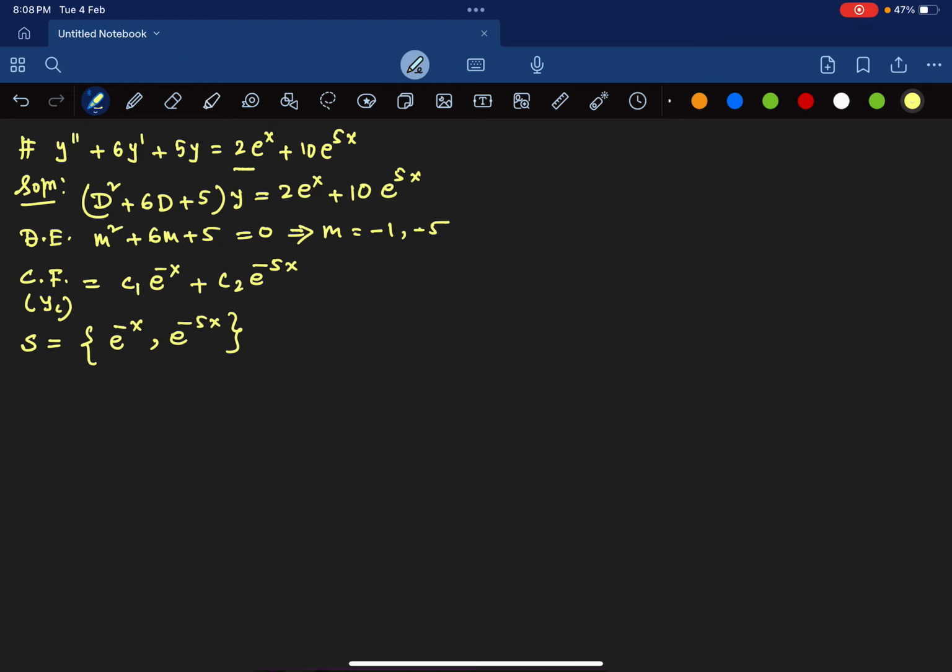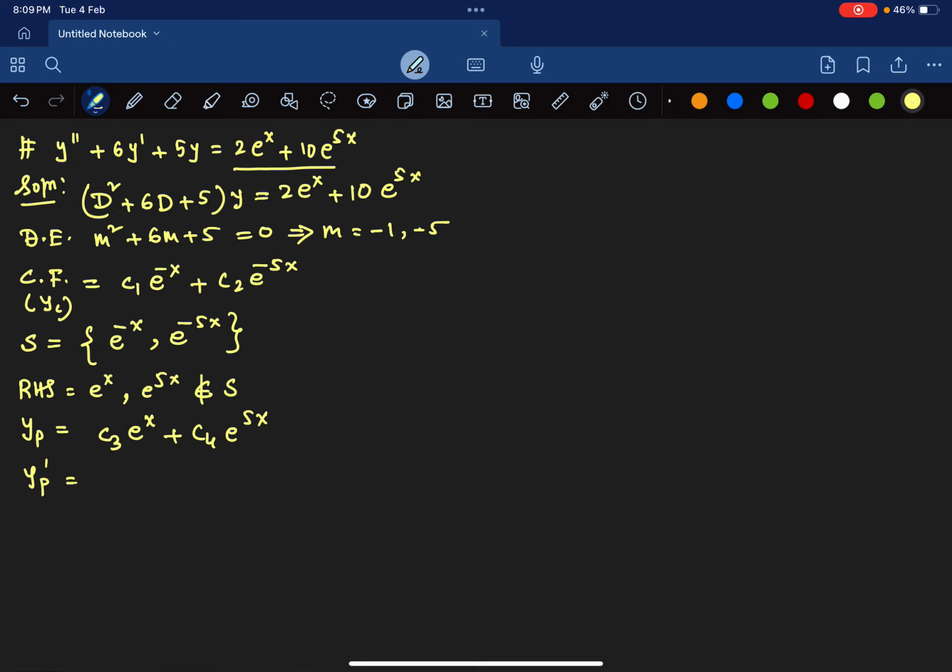But see, in the right hand side, what you have? This one. Neither e^x nor e^(5x) is present in this S. So what you will write? The right hand side, that is e^x or e^(5x), does not belong to S. So since they do not belong to S, what do we need to take for yp? Yp is equal to, same process, c1 and c2 you have already taken, so c3 e^x + c4 e^(5x). This one you need to take as yp.